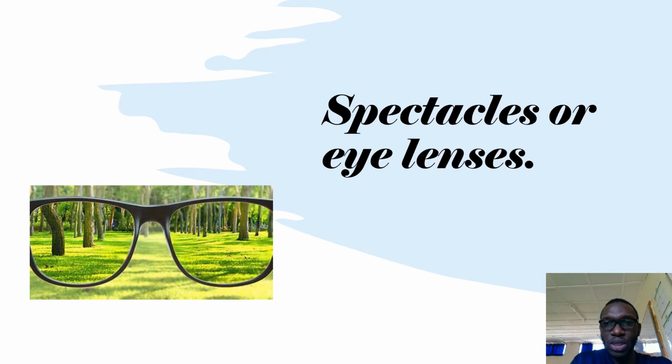We have also the spectacles or eye lenses. If you look through this lens, you see that the environment is very clear. You can see the trees and the grass clearly. But if you observe from this part, you don't see it clearly. It is faint, meaning that these lenses can be used to correct eye defects like long-sightedness and short-sightedness.